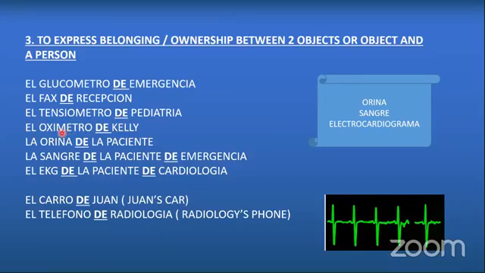Next one here. We set the relationship between an object and a person. El oxímetro de Kelly. Who owns the oxímetro? Kelly. El oxímetro de Kelly. Kelly is the owner. Ownership. Look at this one. That's tricky. La orina de la paciente. Something from the patient. What's orina? Is the urine. La orina de la paciente.